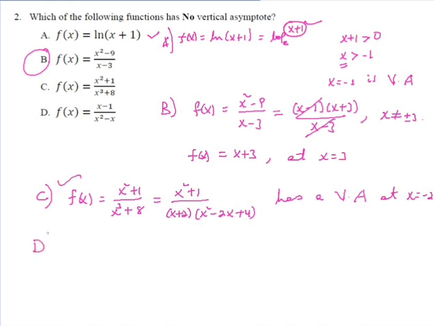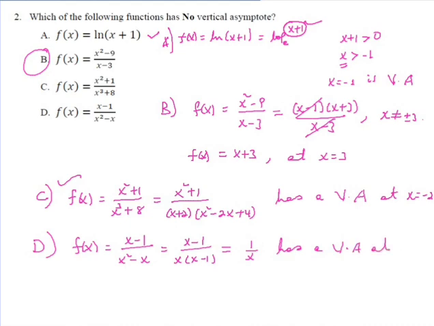Let's check the function in D. F of x is equal to x minus 1 over x squared minus x, which is equivalent to x minus 1 over x times (x minus 1). So this can be simplified into 1 over x, which has a vertical asymptote at x equal to 0, and it has a hole.